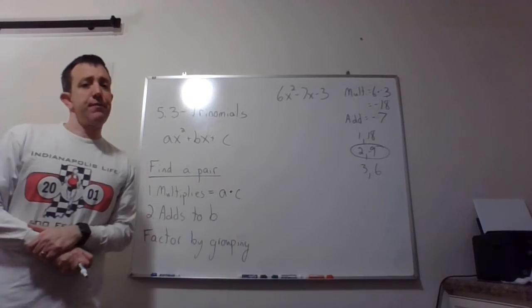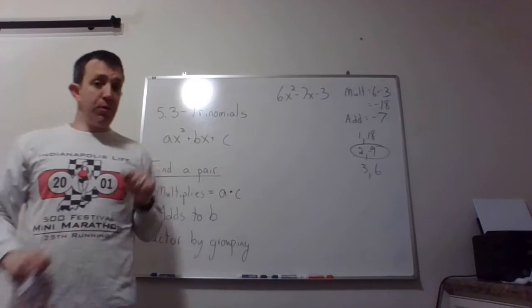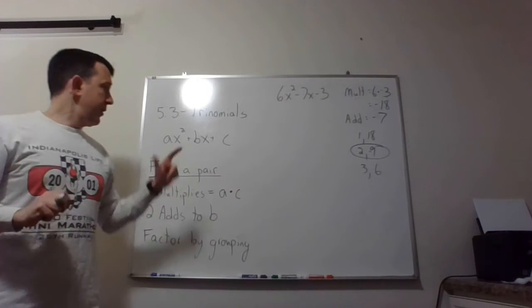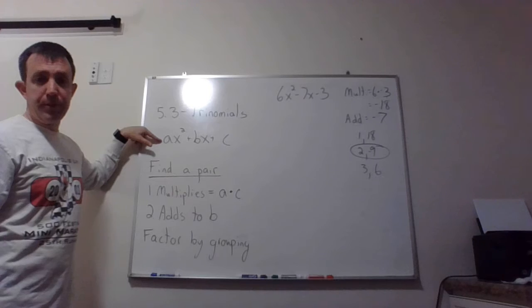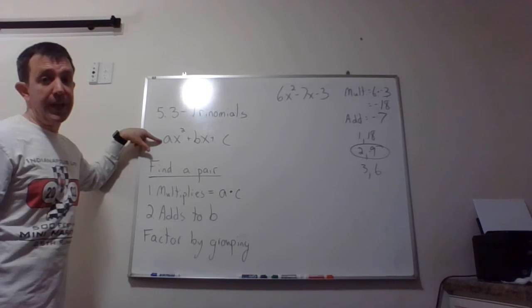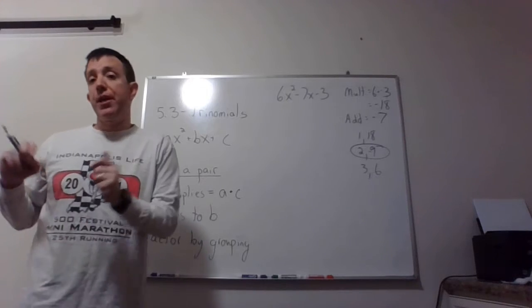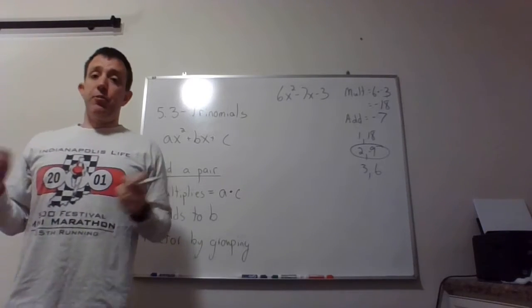Okay, we're ready for section 5.3 now. We're going to do more trinomials. The difference between this section and the last section is that now we're going to have a number in front of x squared. Unlike the last section, where sometimes we had a one there and we pulled it out with a common factor, that's not going to work here.